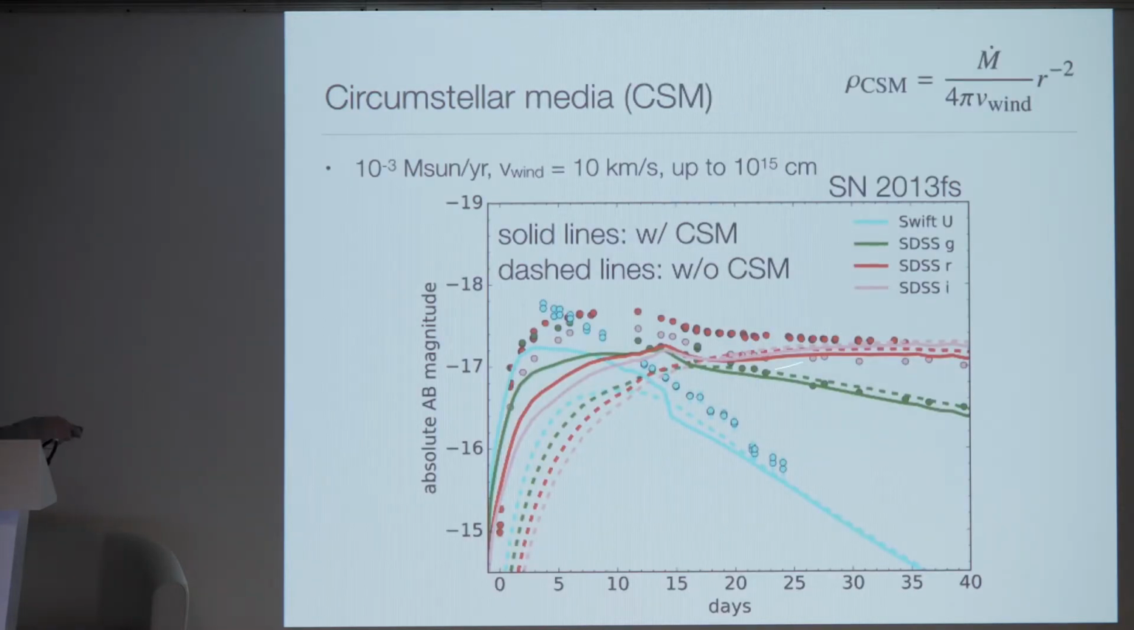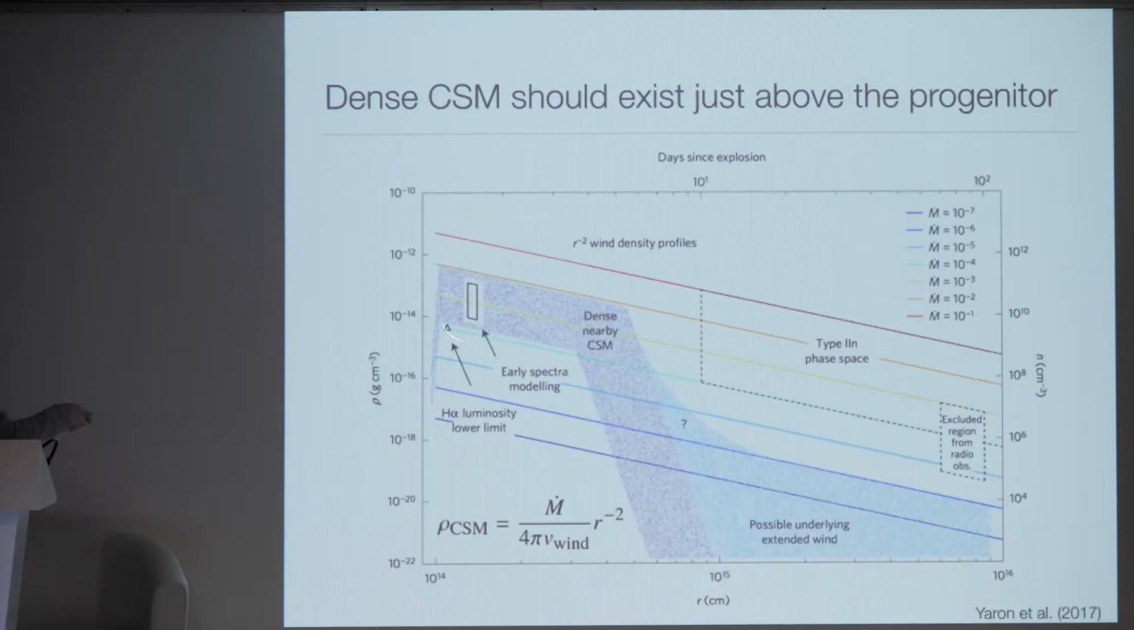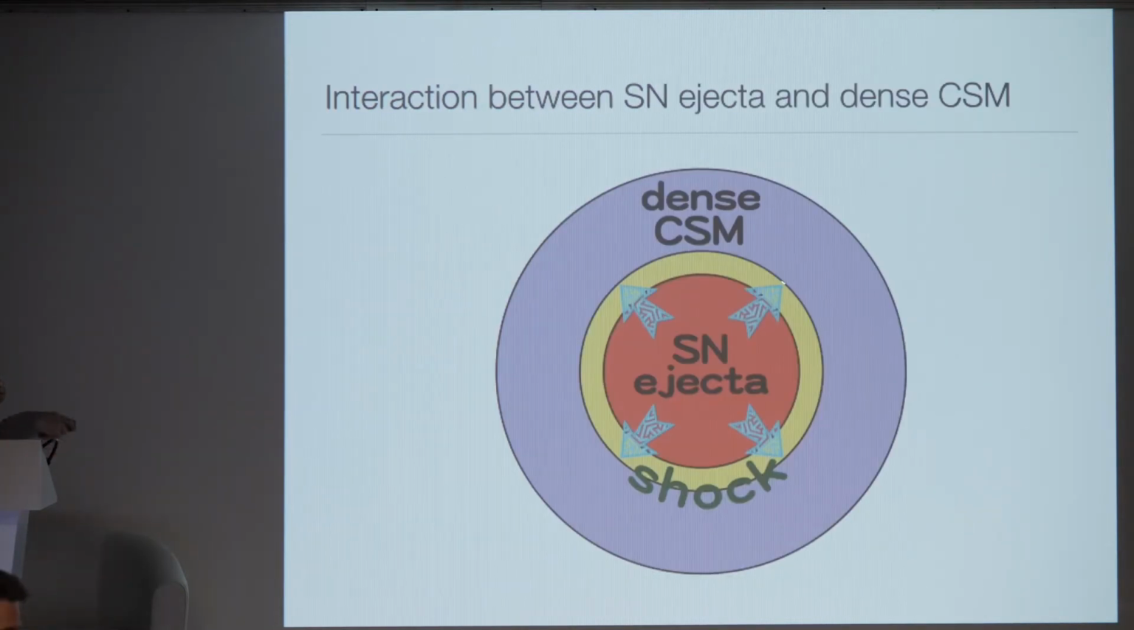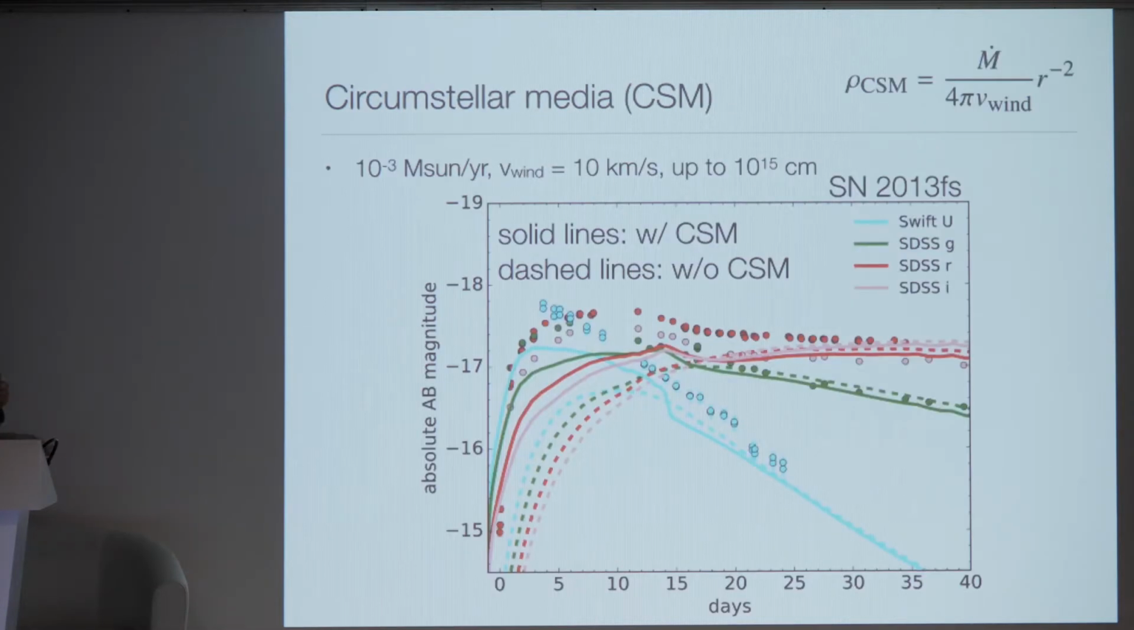So if there's no dense circumstellar matter, this early emission is basically coming from adiabatic cooling of the envelope. But if there's dense circumstellar matter, like expected from this spectral modeling, you start to have a huge deceleration from this dense circumstellar matter. You start to have this brightening just after the explosion of these red supergiants.